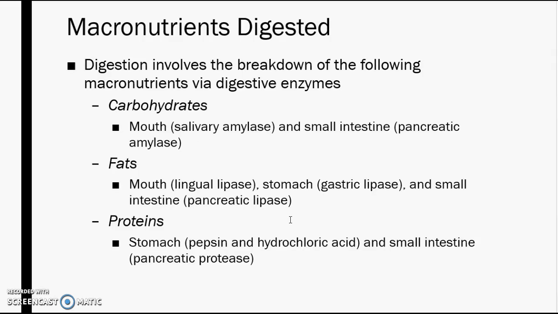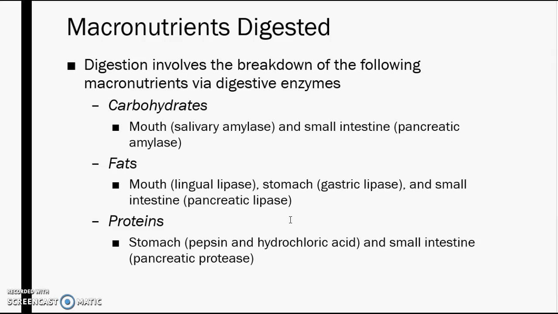The macronutrients digested include carbohydrates, fats, and proteins. And again, digestion involves breaking down these foodstuffs via enzymes and chemicals. In the mouth, we see that carbohydrates are digested with the use of salivary amylase, and also in the small intestine with the use of pancreatic amylase. Fats are digested in the mouth. There's actually a lipase enzyme released from the tongue called lingual lipase that starts the process of fat digestion. And then in the stomach, we have gastric lipase, and then much more lipase is secreted in the small intestine, pancreatic lipase.